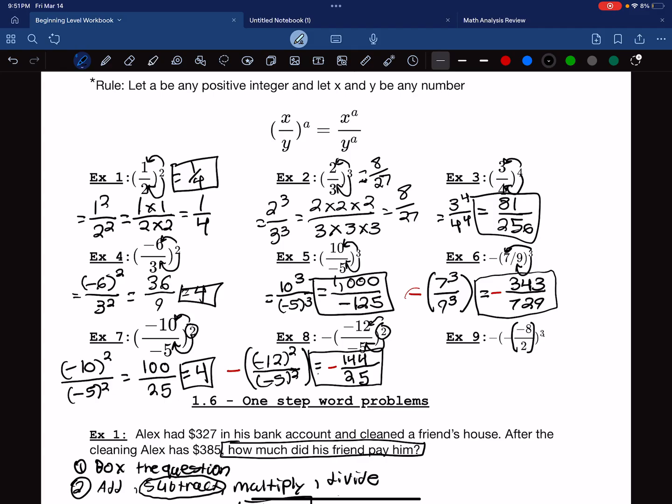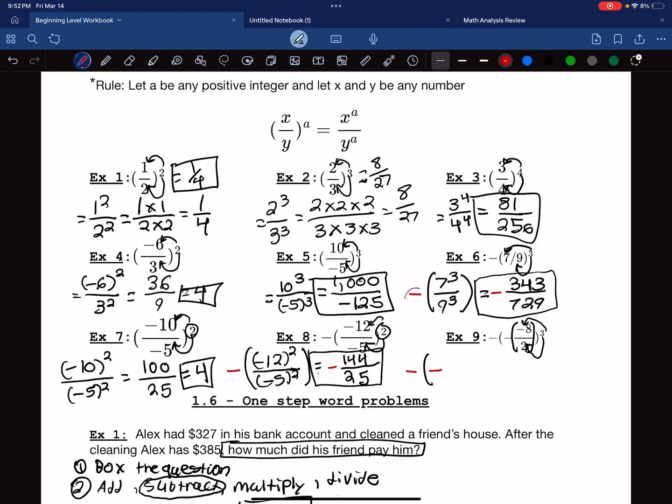But basically what we're doing is we're going to take this 3 and cube negative 8. So we're going to have negative 8 cubed. And then we're going to cube 2 as well. So we're going to have 2 cubed. So let's write out these negatives. So we're going to have that negative on the outside. And then let's write the parentheses. And then we're going to have this negative here. So let's write that out.